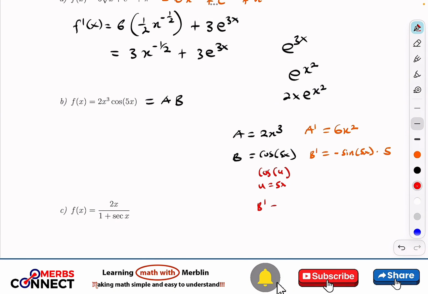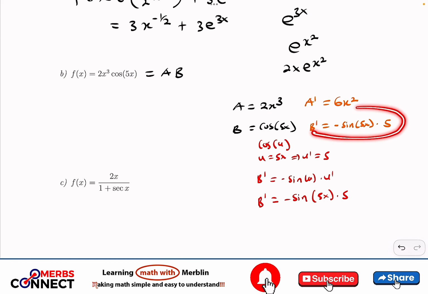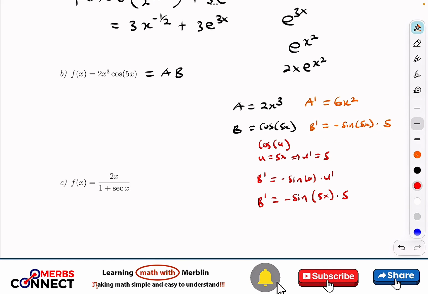So b prime will be equal to minus sine of u times u prime. And here u prime is equal to 5. So it means that b prime will be equal to minus sine of u, which is 5x, times u prime, which is 5, the same as what I had here. I can simplify this and have b prime be minus 5 sine of 5x.